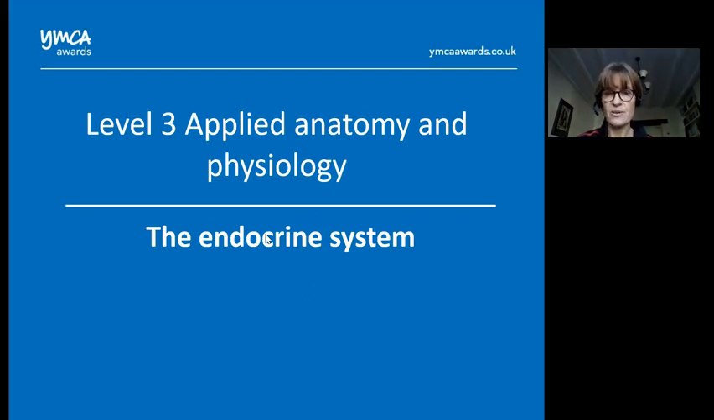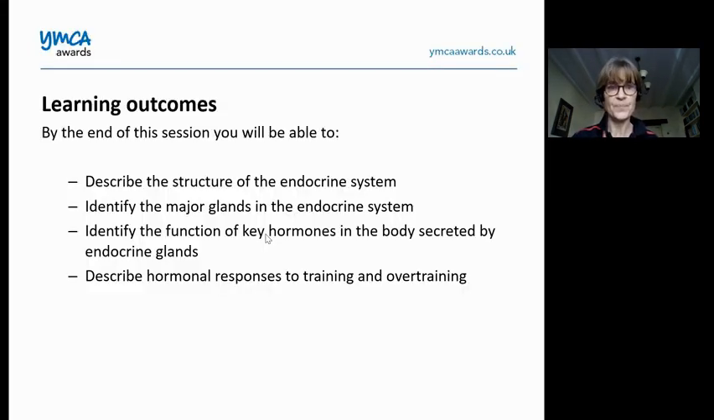When we think about the endocrine system, I want you to think about it in tandem with the nervous system, because the two systems work very closely together. So we'll see how that happens. By the end of today, make sure you've got a nice cup of coffee or something to drink, and that will help you to describe the structure of the endocrine system, to identify the major glands that are involved, and to tell me about the function of those key hormones that are secreted by the glands. Also we're going to look at the hormonal responses to training and to overtraining.